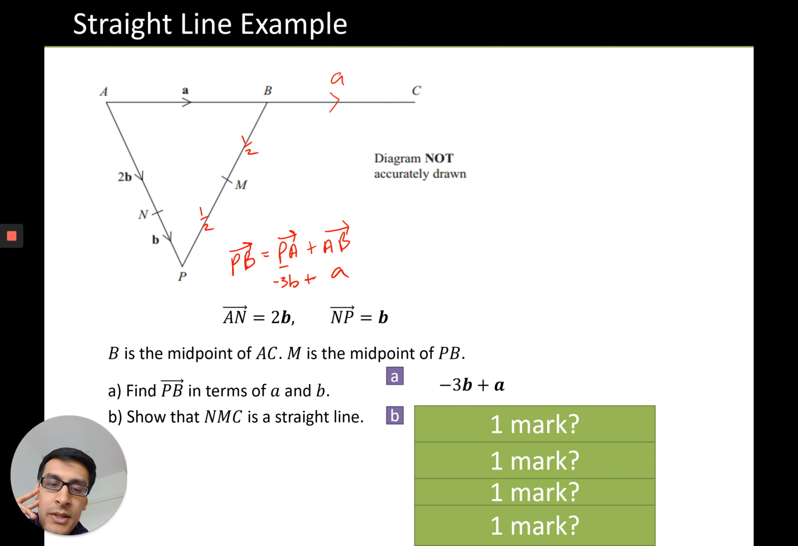Now, part 2 of the question, this is the trickier part. You can see it's 4 marks, so it should take you maybe 5 minutes to do. Show that NMC is a straight line. So NM and MC. Show that all of that is a straight line.